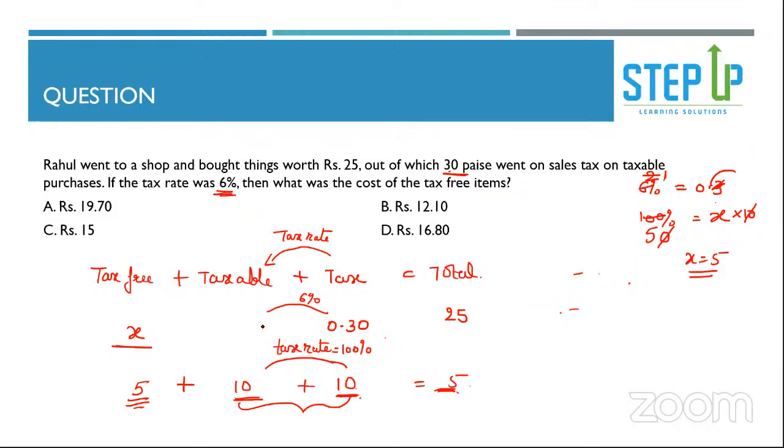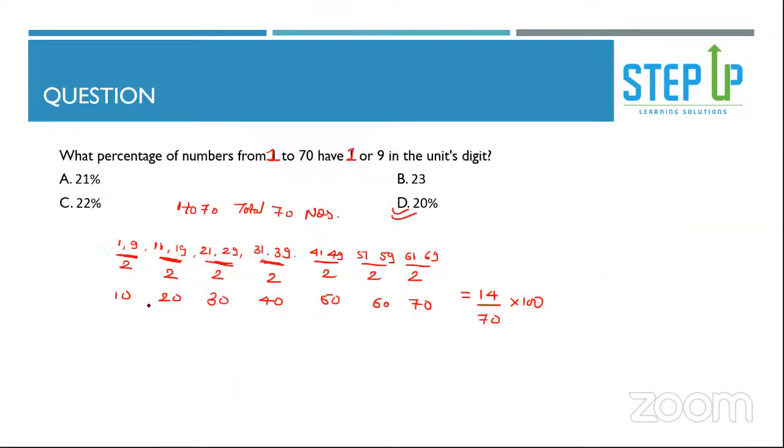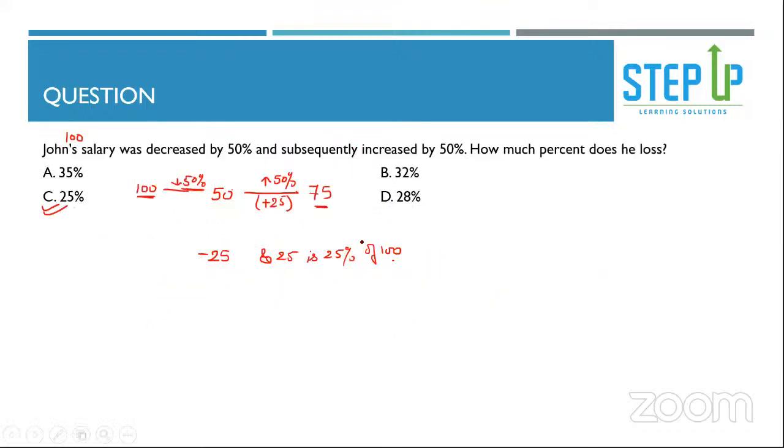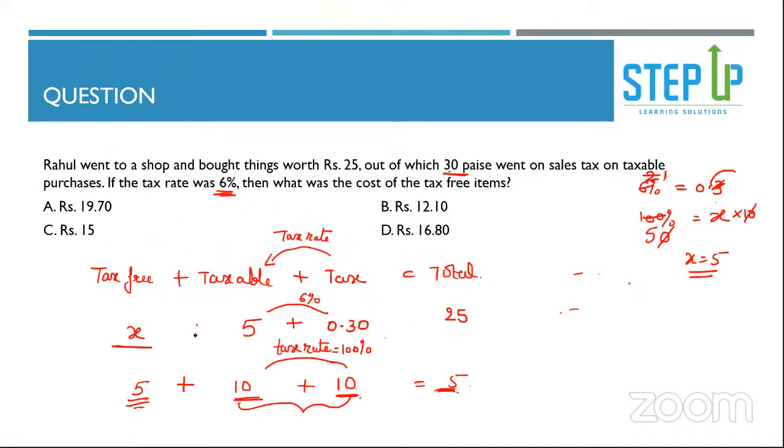If you got this as 5, can you calculate this value? X plus 5 plus 0.3 is equal to 25. So X is equal to 25 minus 5, that is 20, minus 0.3, that is 19.7. Very good, people. You understood that. I hope it is clear.